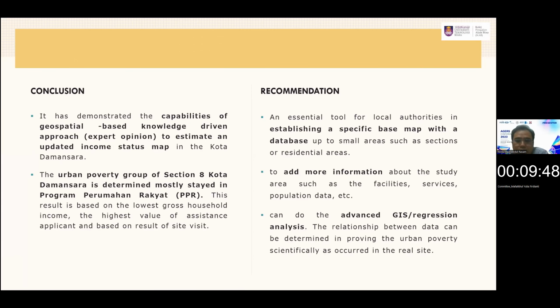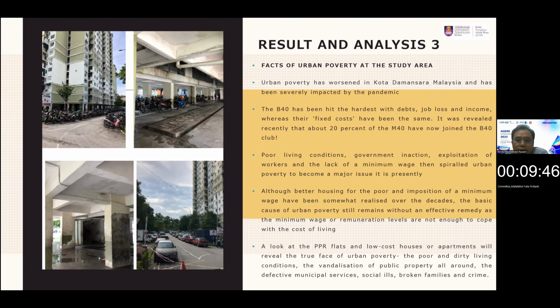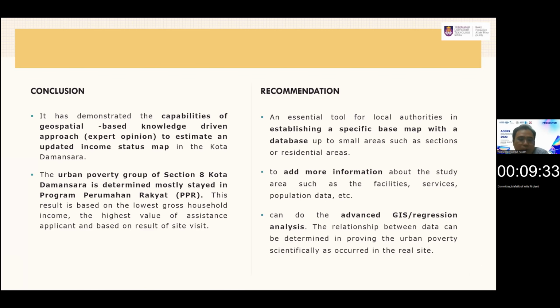We also identified poor living conditions, government inaction, and exploitation of workers. So what we need to do, especially the government and the local agency, is to do something to help the people after COVID-19. So this is the overall conclusion. First of all, geospatial or GIS needs to be combined with expert opinion to estimate and reveal the real situation of the income status, especially in the urban area.